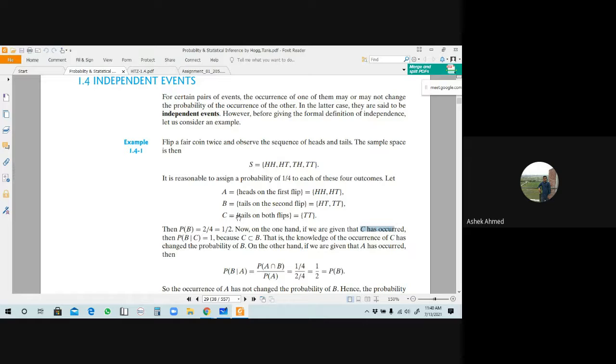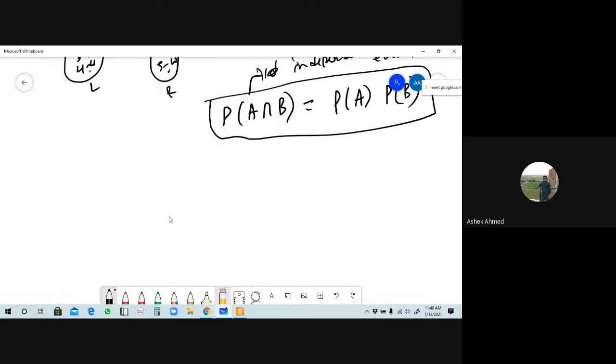C means here that contains tails on both flips. Okay, has occurred. Has occurred means that is given. C has given. Okay. Further, C যদি আমাদের আগে থেকে given দেওয়া থাকে. Okay. So in that case, since C is given here, we have to find out the probability of B given C here. B given C here. In that case, tell me the formula for conditional probability, কি ছিল? Probability of B intersection C divided by probability of C. Is it right?